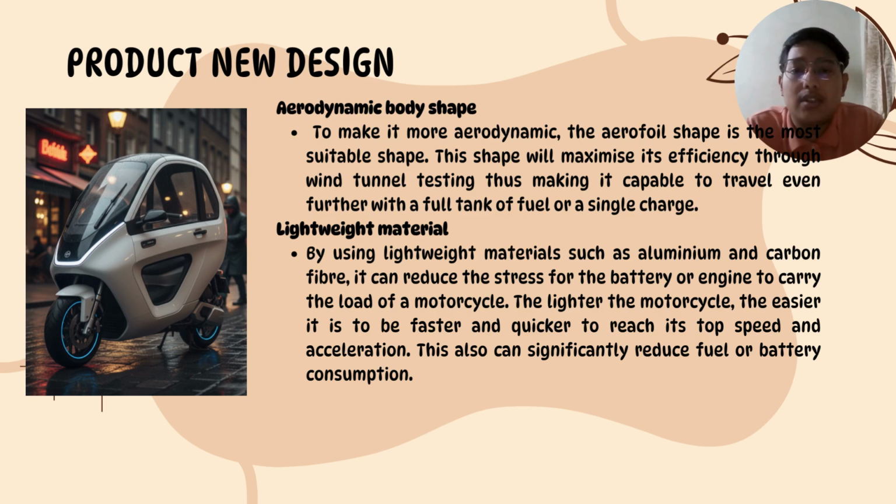The second one is lightweight material. By using lightweight material such as aluminium or carbon fiber, it can reduce the stress on the battery or the engine to carry the load of the motorcycle. The lighter the motorcycle, the easier it is to be faster and quicker to reach its top speed and acceleration. This also can significantly reduce fuel or battery consumption.